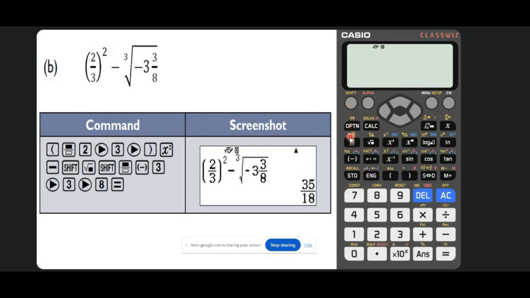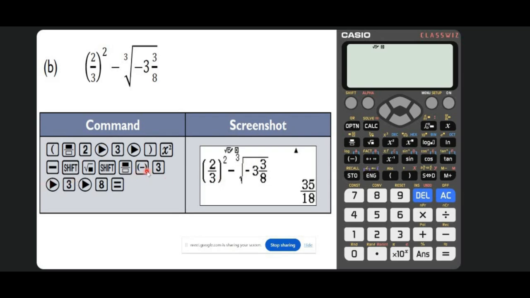Press the fraction button below OPTN, because this is the mixed fraction form. So when you need to key in this, you need to put shift fraction button. Because the mixed fraction form is in yellow color, so you need to press shift. After that, you key in all of that thing.